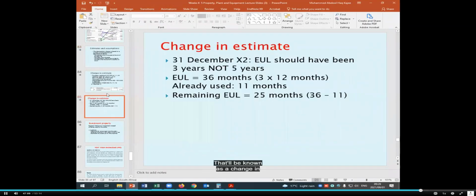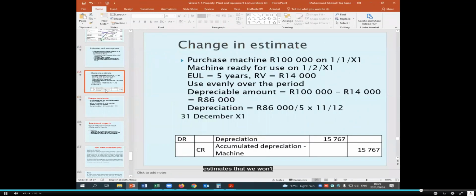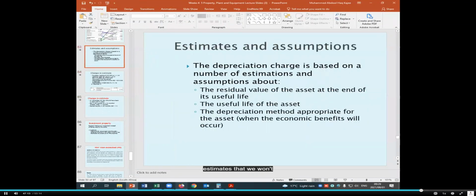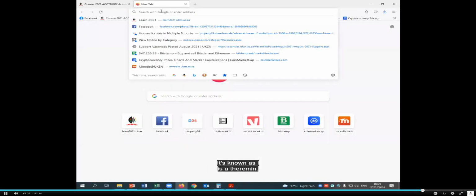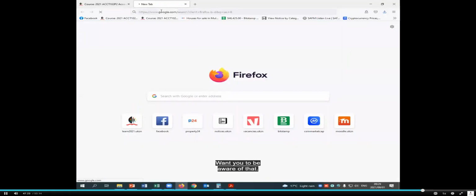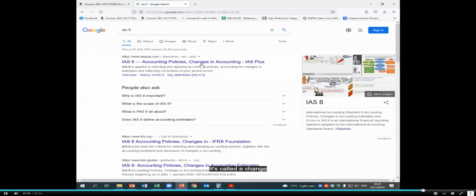That'll be known as a change in estimates. That we won't learn about this year. We will learn about that next year. It's known as IAS 8, but I want you to be aware of that. It's called a change in accounting estimate. That's IAS 8. You will learn about that next year in accounts 2.